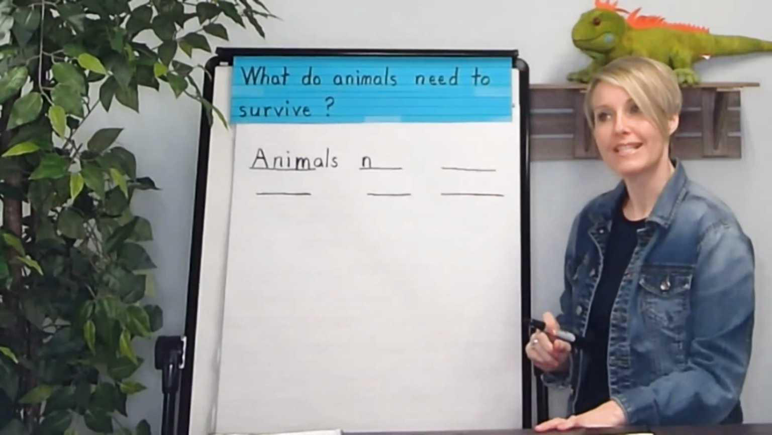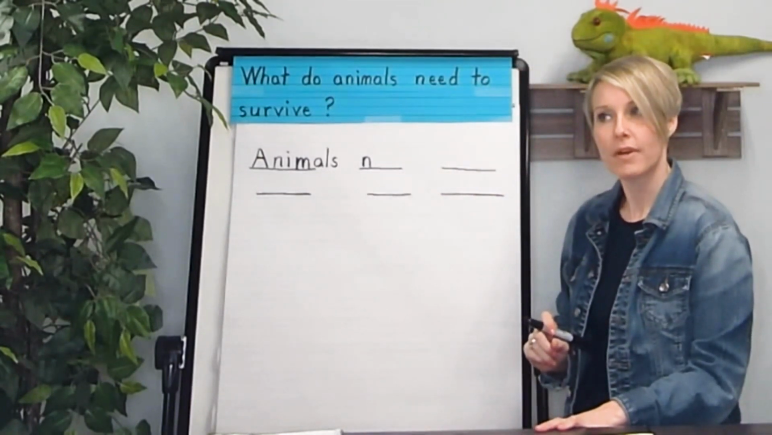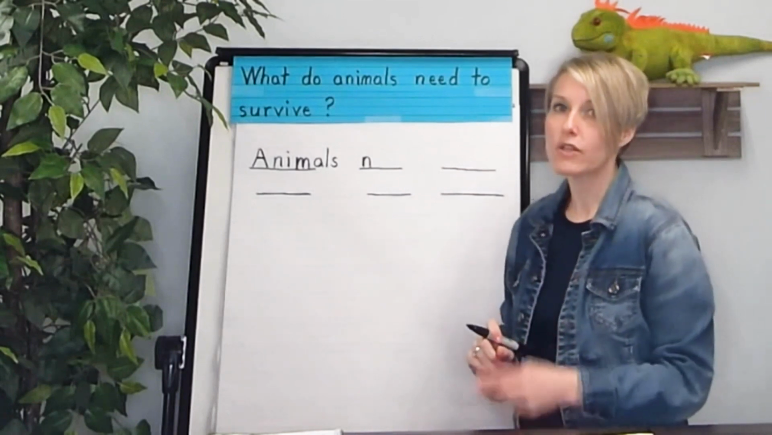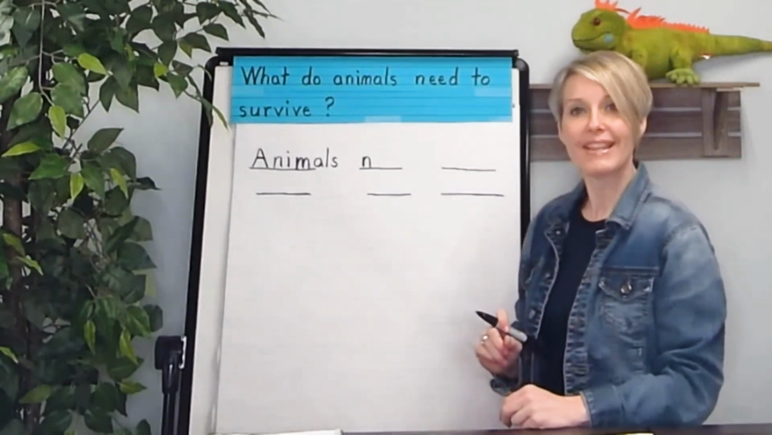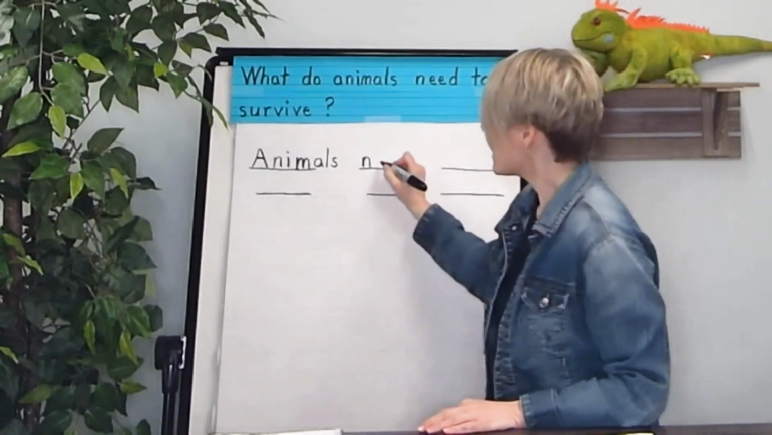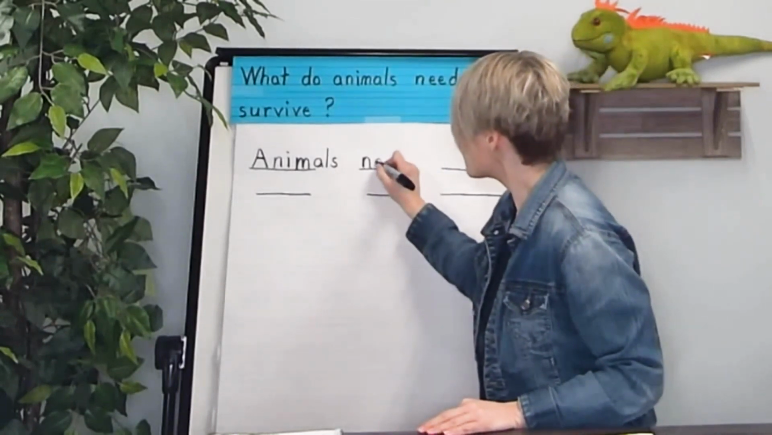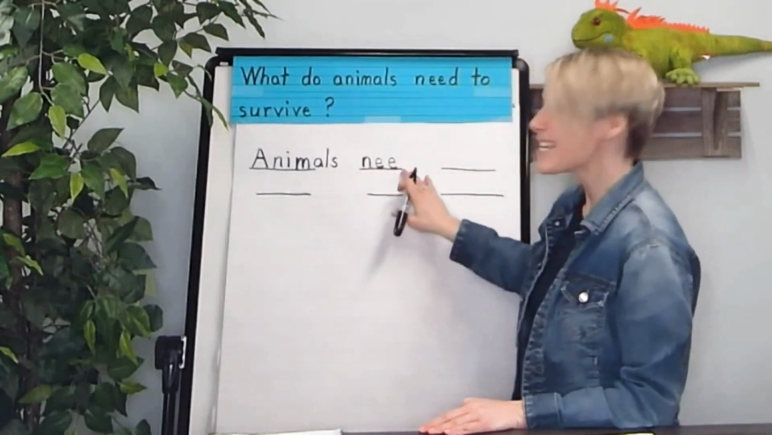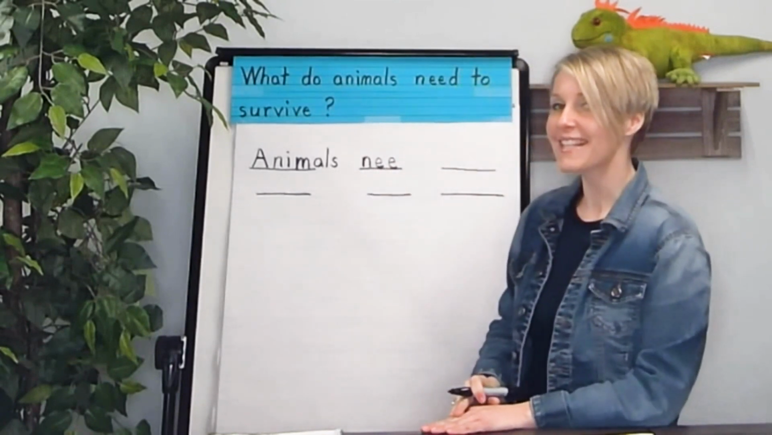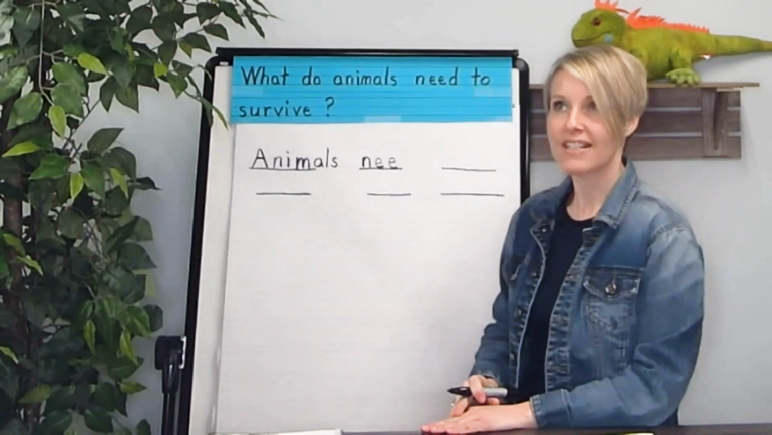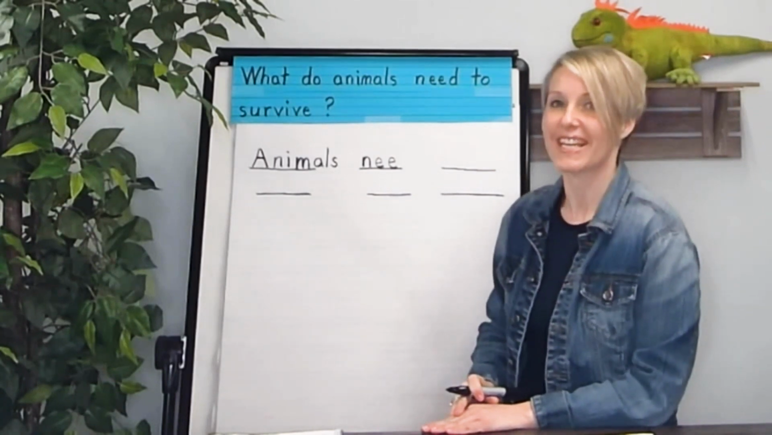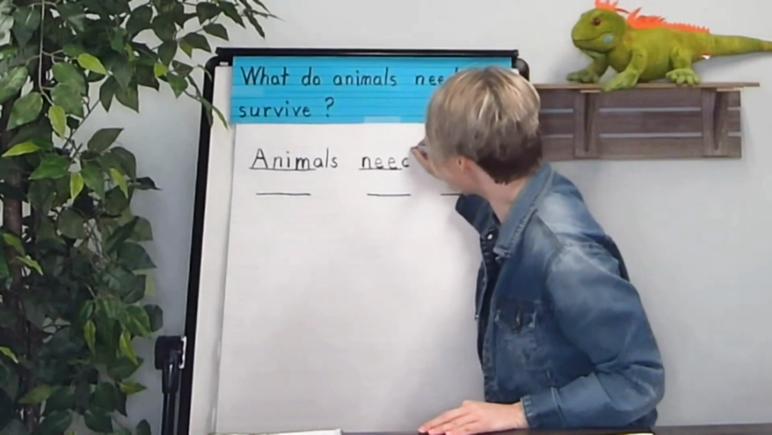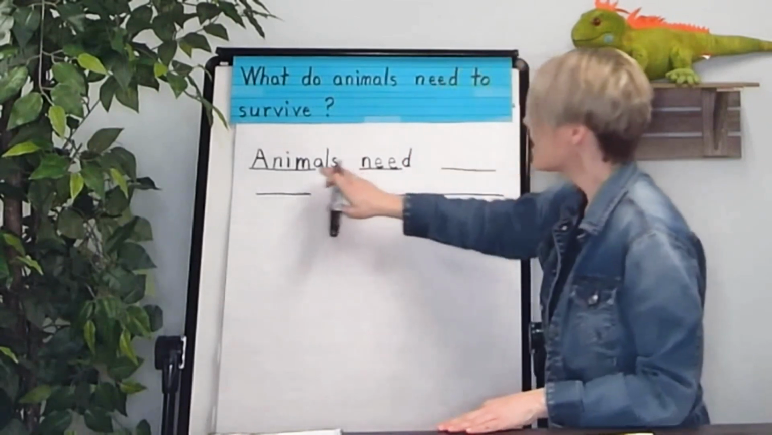The next sound is E. That's the long E sound. In the word need, we have to use 2 E's to make the E sound. To make an E, we go out, up, and around. Out, up, and around. N, E. What's the last sound? D, D. That's the letter D. Let's make the letter D. Around like a C, and then straight line down.